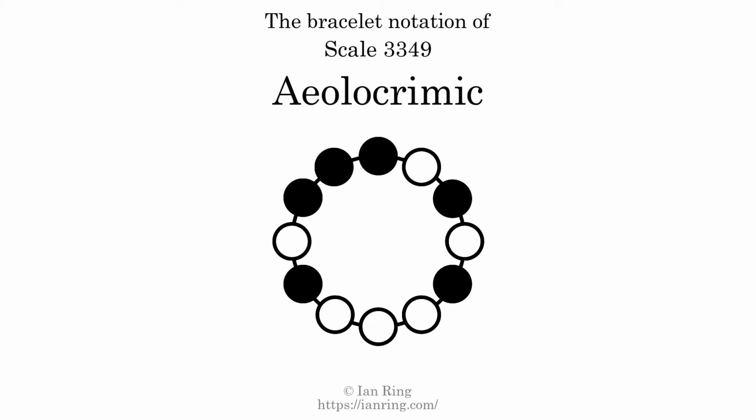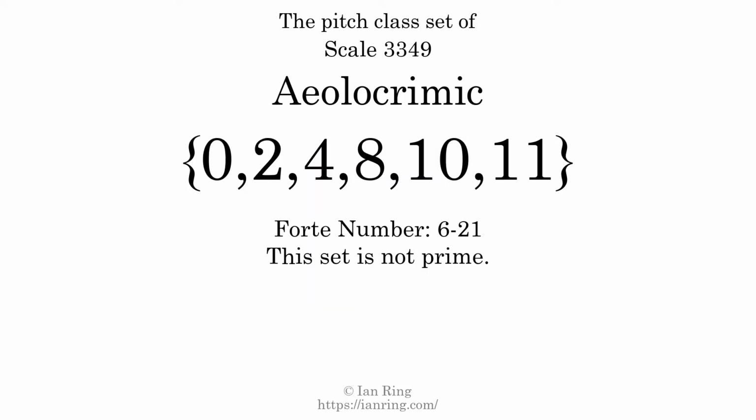This is a bracelet notation diagram of scale 3349. The shaded circles represent tones that appear in the scale, and they are read clockwise, starting at the top. The pitch class set for this scale is 0, 2, 4, 8, 10, 11. The fault class is 621. This set is not prime.